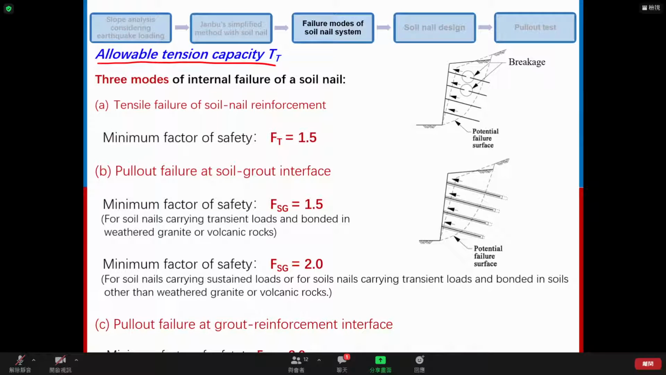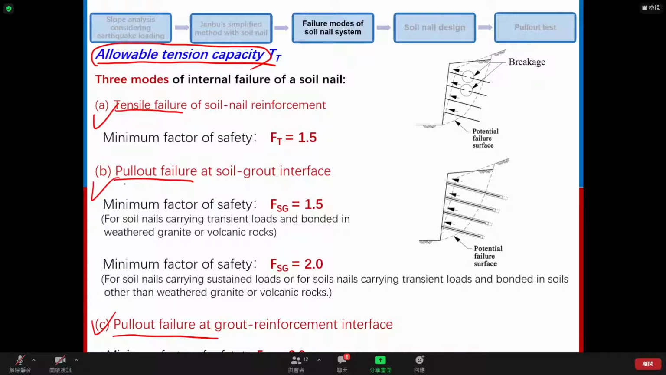We have 3 different types, okay? We will compare the minimum allowable tension force to exert different failure types, then determine the smallest value from these 3, which means that type of failure will happen earlier. So we will say that the smallest value will be regarded as the failure force, or we can say it is the allowable tension capacity of this soil nail. We have 3 different types.